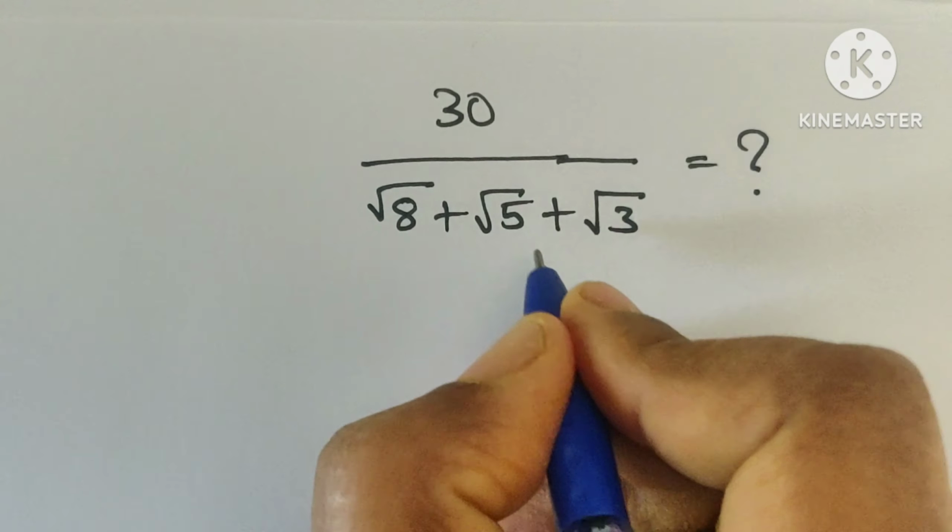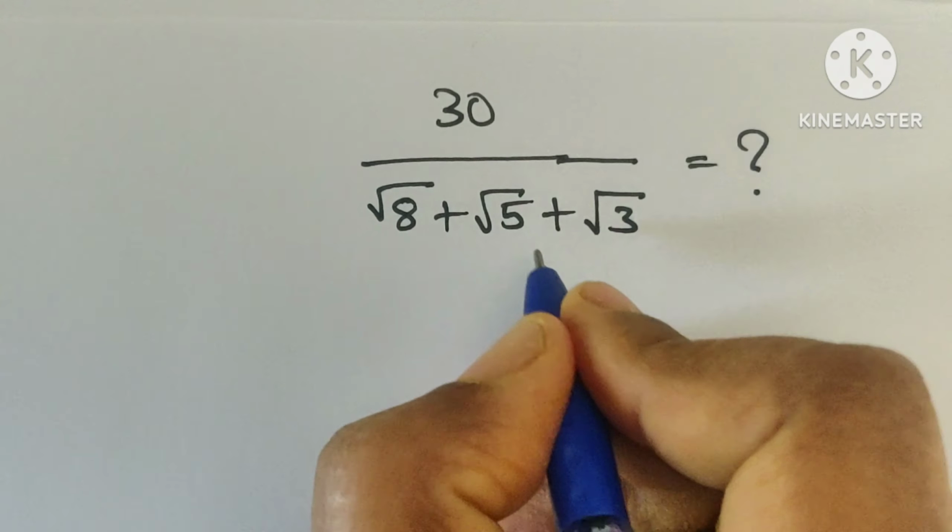So first we have to rationalize. So in the numerator and the denominator multiply by square root of 8 plus square root of 5 minus square root of 3 divided by square root of 8 plus square root of 5 minus square root of 3. So now it will be 30 times square root of 8 plus square root of 5 minus square root of 3.